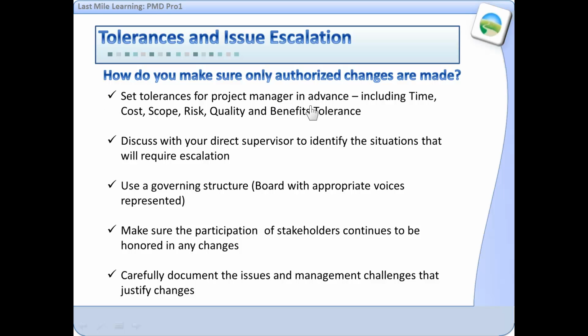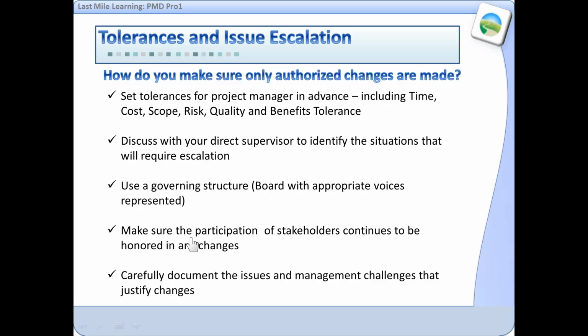So how do you make sure only authorized changes are made? The first thing is to set your tolerances in advance during the detailed planning phase. That includes time, cost, scope, risk, quality, and benefits tolerances. Discuss with your direct supervisor to identify situations that require escalation, because each supervisor might have a different standard. Use a governing structure. We talked about boards or sponsors. Make sure that the stakeholders have participation, and that it continues to be honored even during the changes.